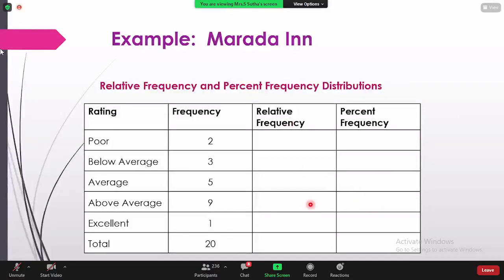Then now complete this table quickly. Relative frequency and percent frequency.